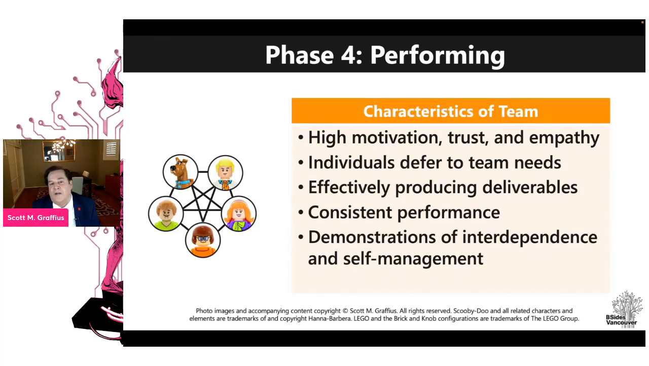So here you have, compared with earlier phases, a pretty high level of motivation, trust, and empathy, where if there are questions or concerns, the individuals on the team typically will defer to the larger team needs when questions come up. And certainly they're producing their deliverables, and the performance is very consistent. So this is what's happening during performing. And so just keep a mental picture of this compared with forming, storming, and norming, and you can see this is the highest level of performance.